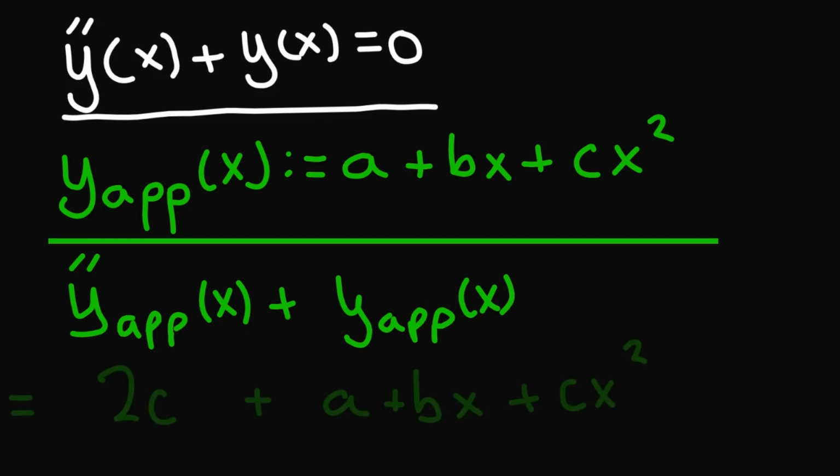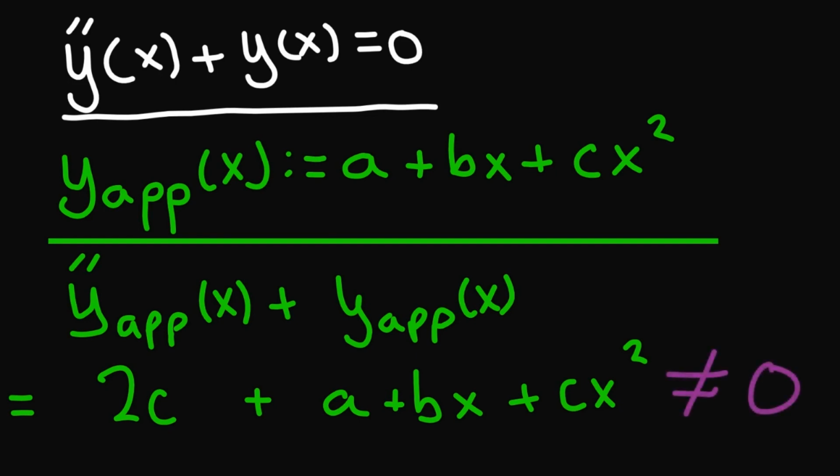Computing this, we get 2c plus a plus bx plus cx squared. Now note, this is not equal to 0 unless a, b, and c are all 0, which would then be the trivial solution. So except in this boring case of y of x is equal to 0 for all x, we don't have a solution to our differential equation.